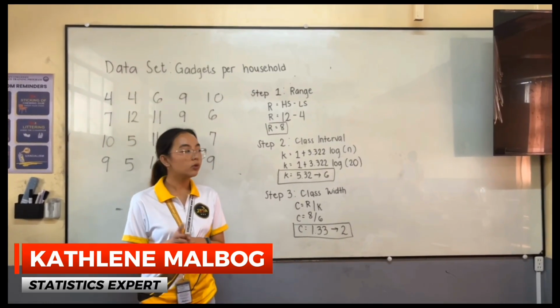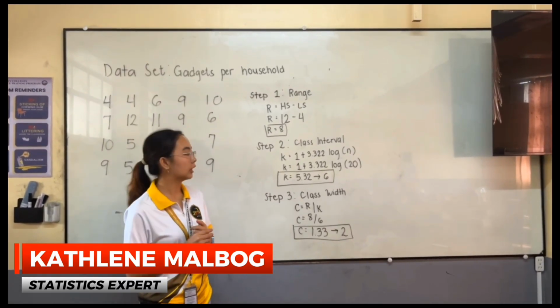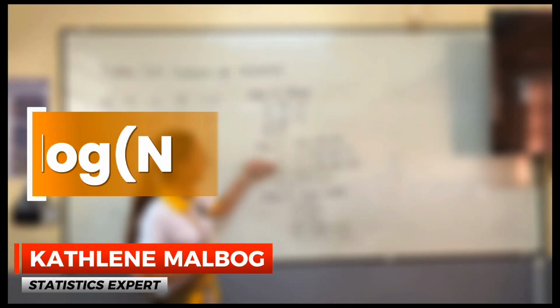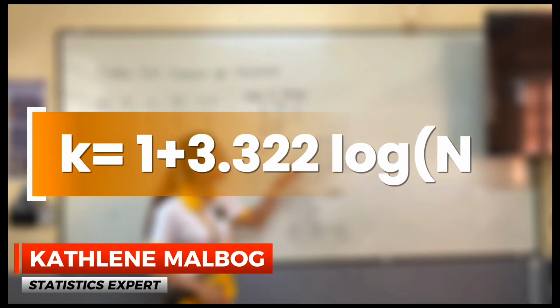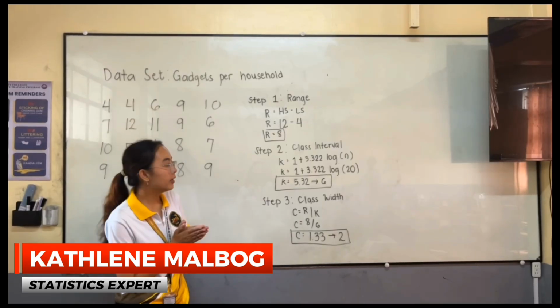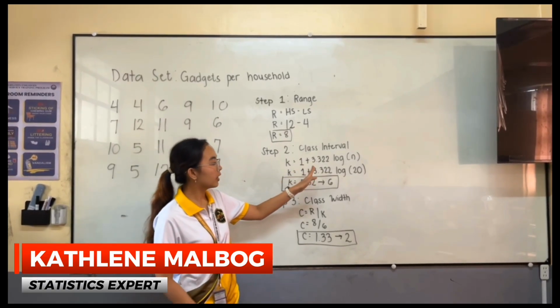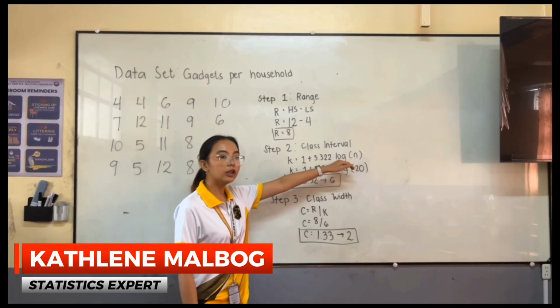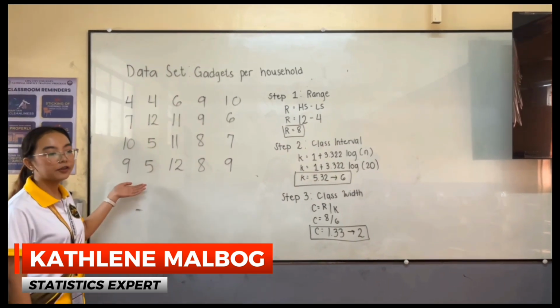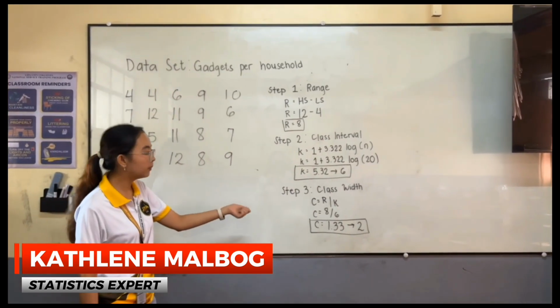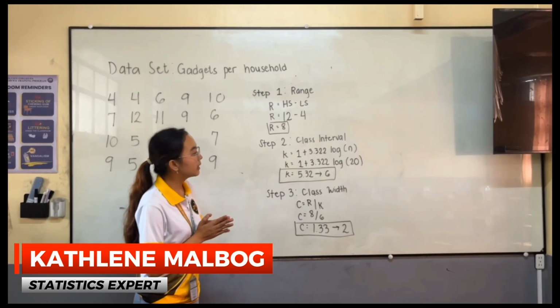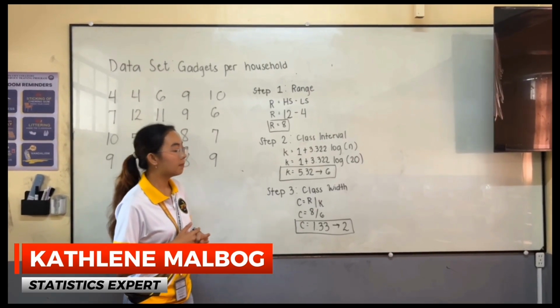Then step 2 is to determine the class interval. So for our class interval, k is equal to 1 plus 3.3 log n. So gagawin lang po natin is i-input lang po natin sa ating scientific calculator 1 plus 3.3 log, and then for our n, ito po yung total ng data set natin, which is 20. So substitute lang po natin. And then ang magiging sagot po sa ating class interval is 5.32.